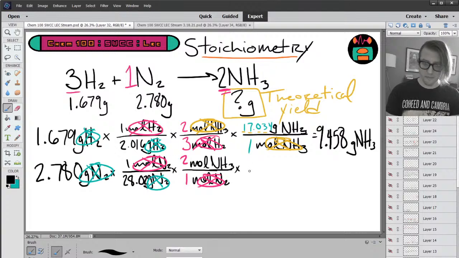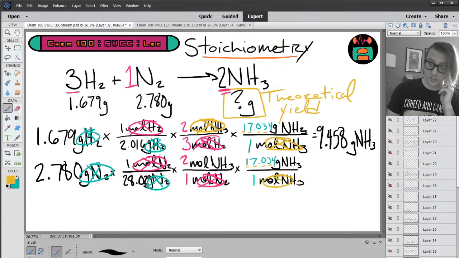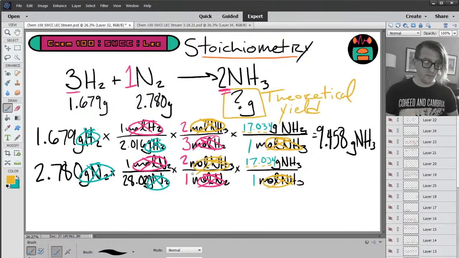In the final step, we convert from moles of ammonia to grams of ammonia. And the cool thing is, we've actually already done this calculation up above. We know that 1 mole of ammonia has a mass of 17.034 grams, and that this number is 1, 2, 3, 4 sig figs. All right, so moles of ammonia cancel with moles of ammonia. Now we're good to crunch our numbers.